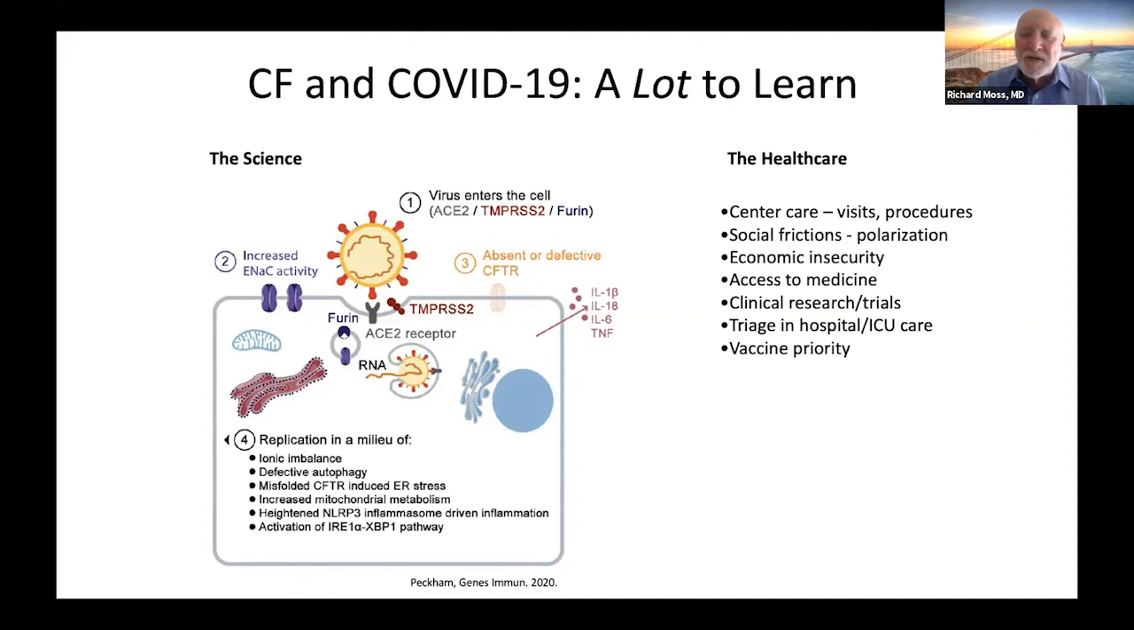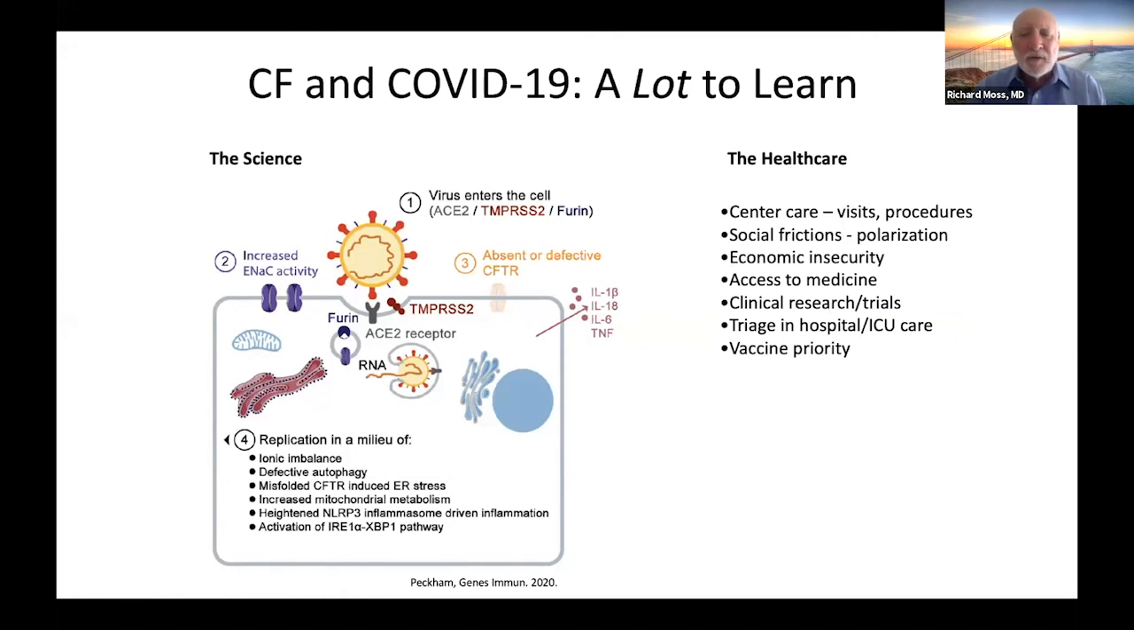We know that centers have gotten back to restarting visits. A lot of these are telehealth visits. We know that some of the procedures have migrated to home testing, like home spirometry. We don't know yet how that best integrates into overall care going forward. We don't know how the social frictions in our society, like polarization, vaccine hesitancy and skepticism, conspiracy theories, are going to play out, how that will protect or not protect our community.